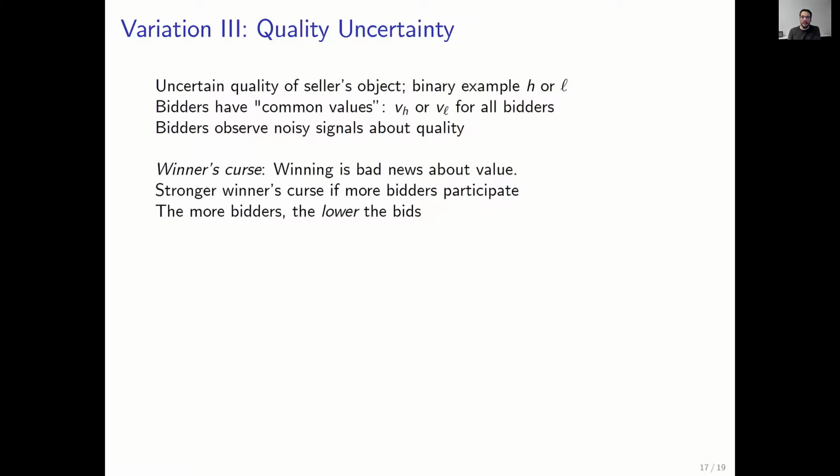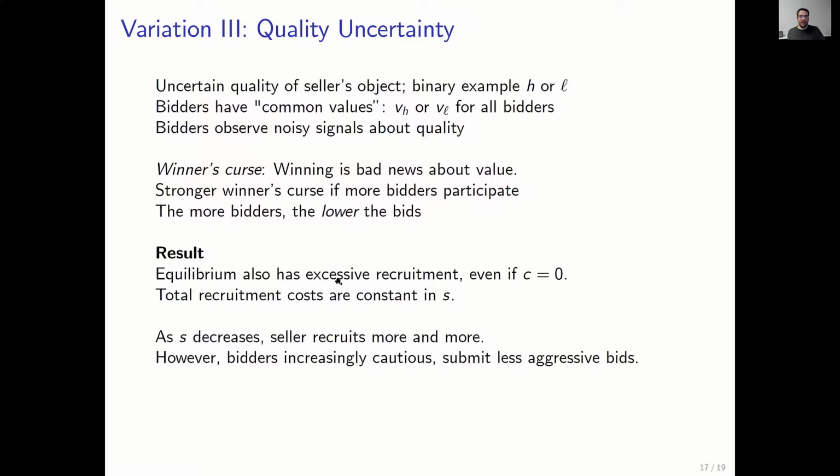So what's important here is the observation that the more bidders participate, the stronger the winner's curse. If I don't observe how many other bidders there are, but I expect many other bidders to participate, then winning is worse news. And so the more other bidders I expect to participate, the lower will be my bid because of the winner's curse. It turns out that has very similar implications.